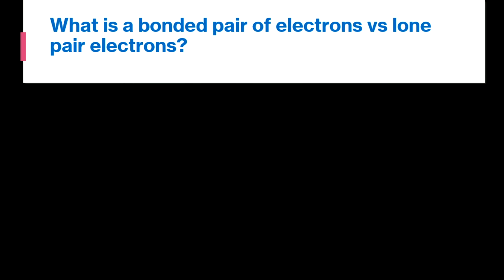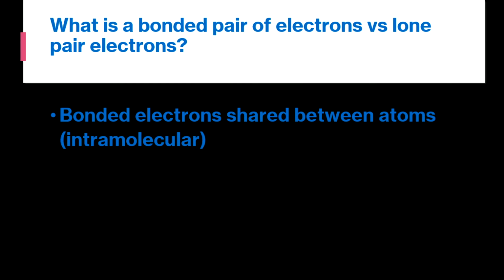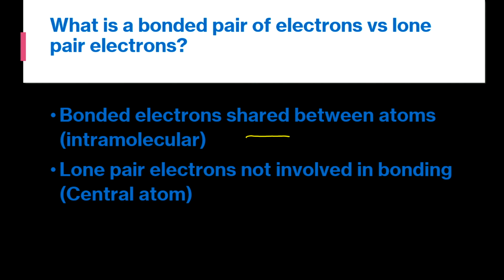So the first question I have for us is, what is a bonded pair of electrons versus a lone pair of electrons? A bonded pair of electrons are a pair of electrons that are shared between atoms within a molecule, so that refers to it being intramolecular. And second, a lone pair is a pair of electrons that are not involved in bonding. In VSEPR theory, we'll be focusing on the lone pairs of electrons on our central atom.